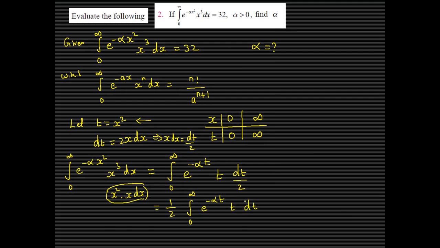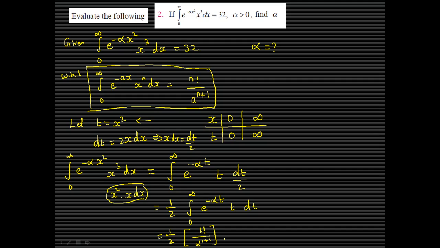Now it is of this form. So by using this form, 1 by 2, n is 1. The value of n is 1. So 1 factorial divided by alpha power 1 plus 1, and the value of this integration they have given us is 32. So we are going to make use of this.